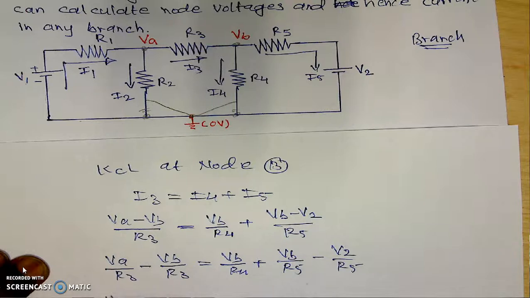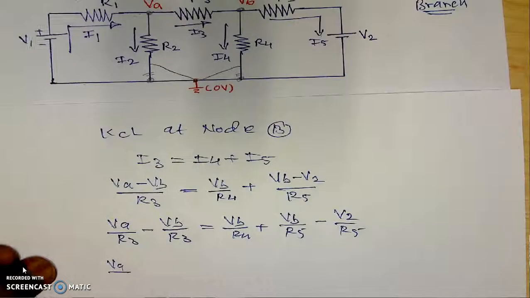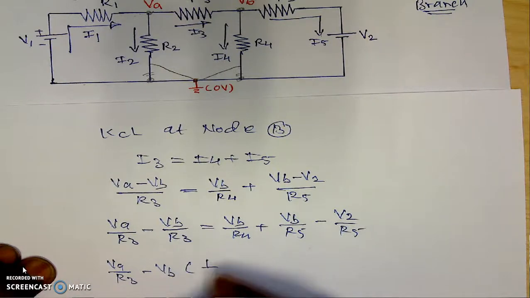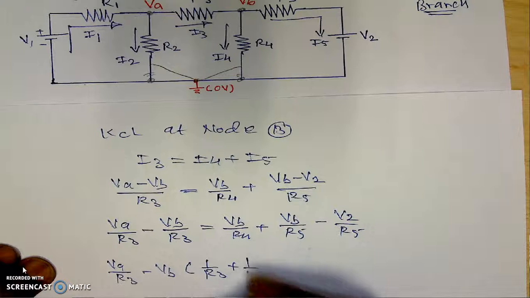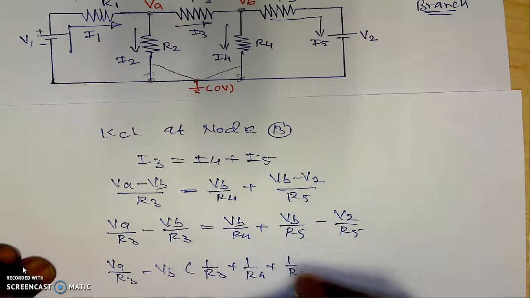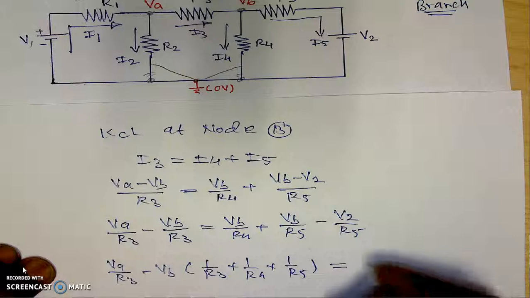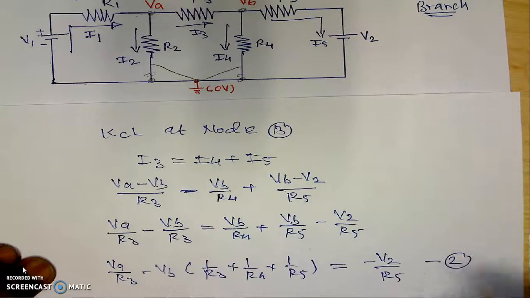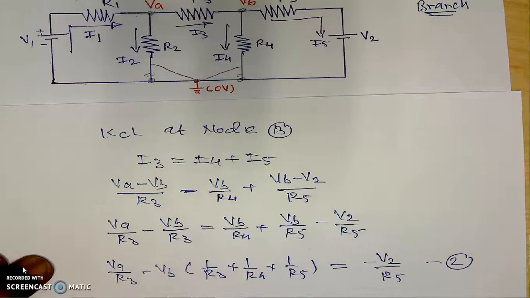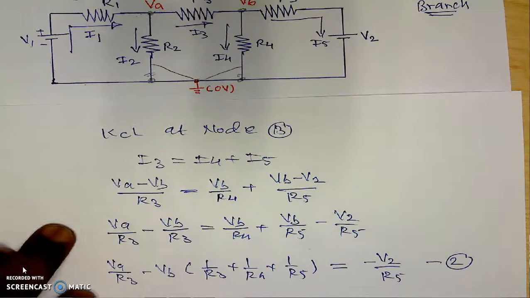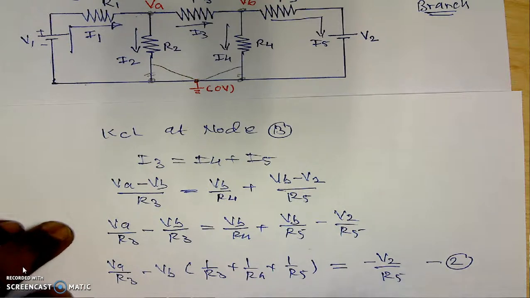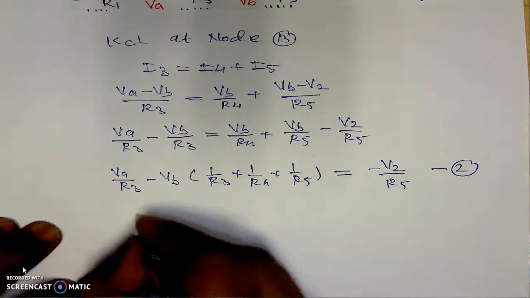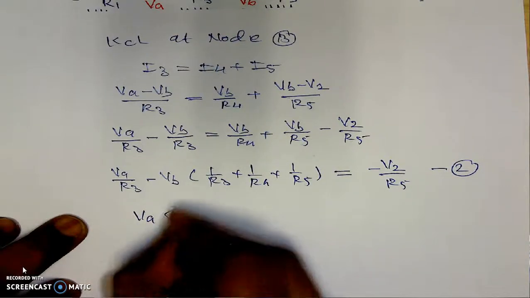Then VA upon R3 minus VB is common, that is 1 upon R3 plus 1 upon R4 plus 1 upon R5, which is equal to minus V2 upon R5. This is the equation number 2. Now we have the two equations and the two unknowns, and solving the two equations simultaneously, we are in a position to calculate the values of the potentials which are VA and VB.